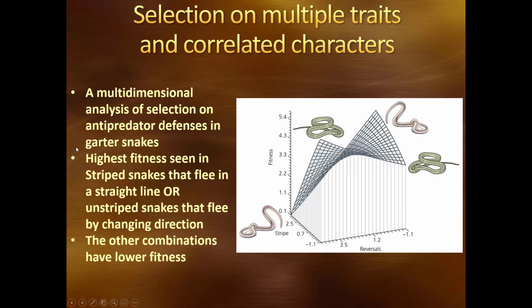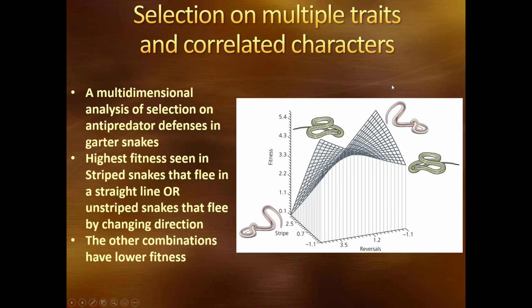You had high fitness in the striped snakes that went in a straight line. They were striped, but they went in a straight line. They did pretty well. Or if they were unstriped snakes, then they did really well if they changed their direction a lot. Those two things together did really well. If you had the other combinations, if you had a striped snake that did a lot of reversals, or if you had an unstriped snake that went in one direction, they didn't do very well.